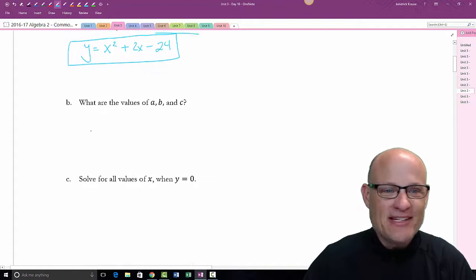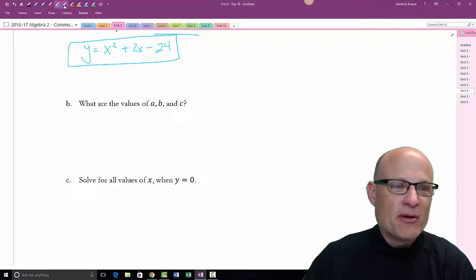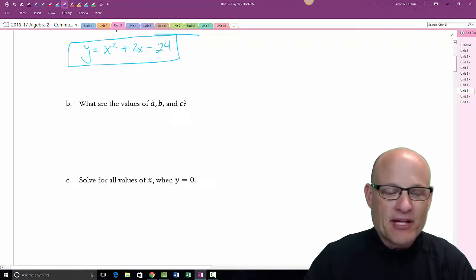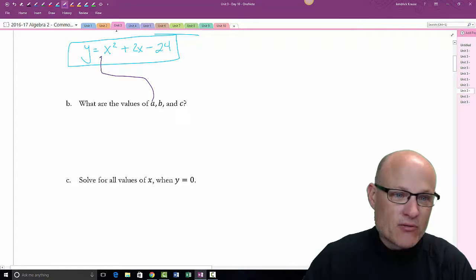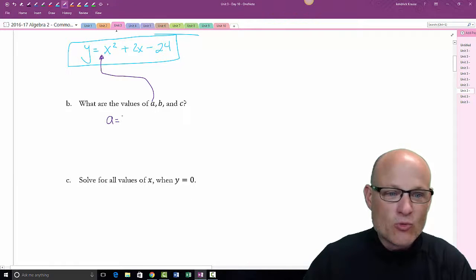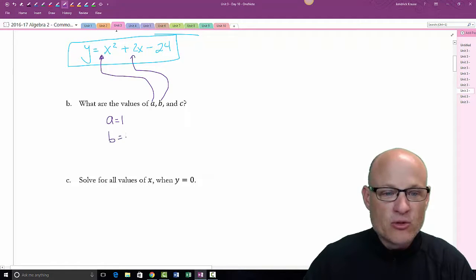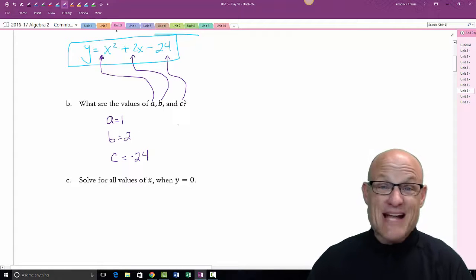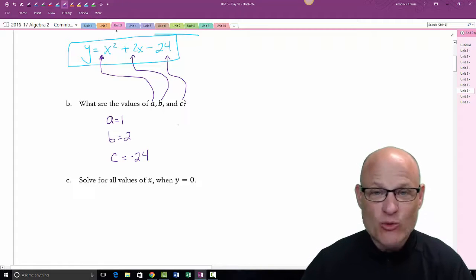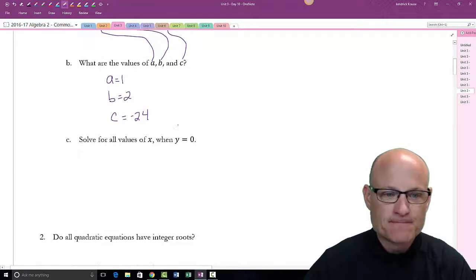All right, what are the A, B, and C values? Now, this is kind of tricky. Everybody wants to make A and B and C. You got to be careful. A is the number sitting right there. Oh, you don't see a number there? Then A equals 1. B is the number in front there. B equals 2. C is the number right there. C equals negative 24. Bring the sign with it. Whatever sign is in front of it goes with it. If it's a plus, you don't need to put plus 2 or plus 1, but if it's negative, you certainly have to bring the sign with it.